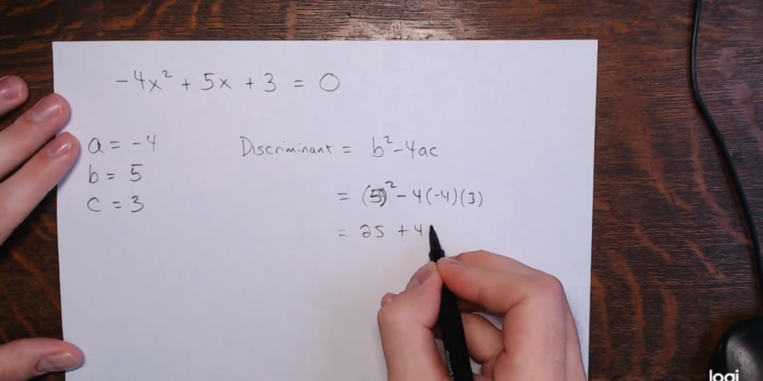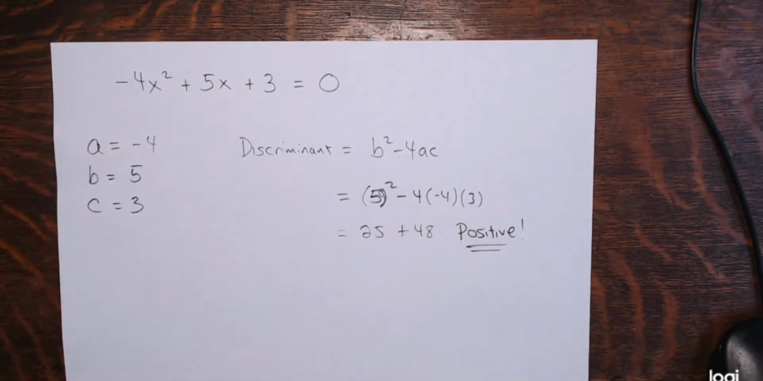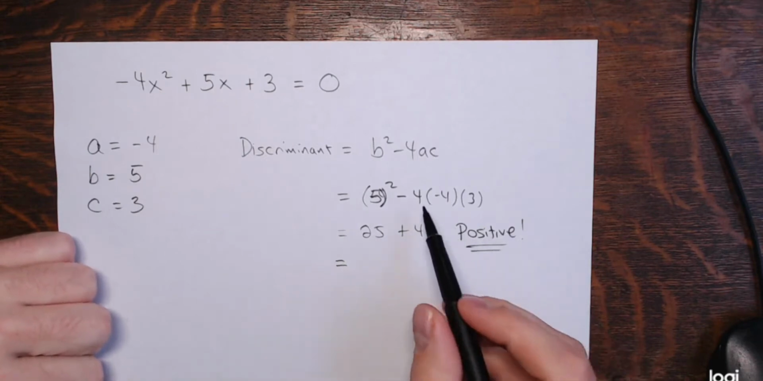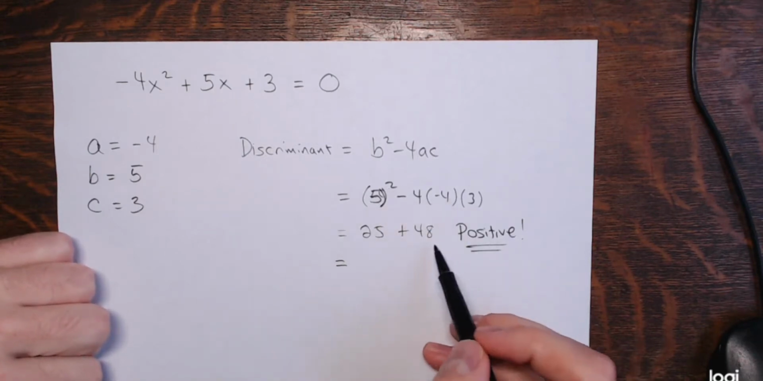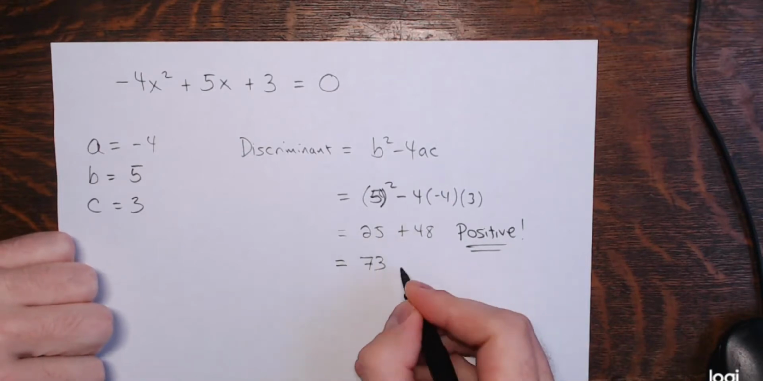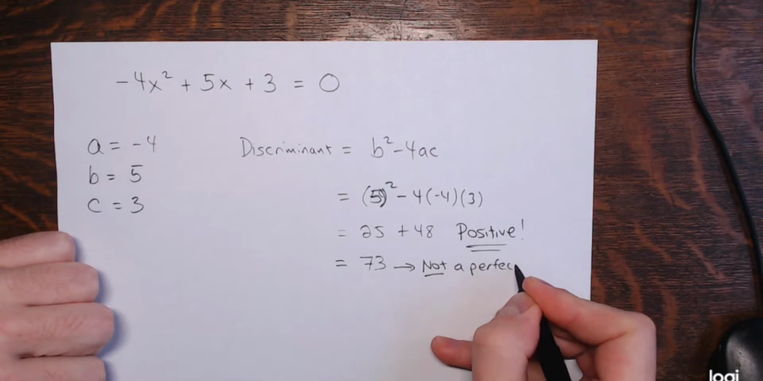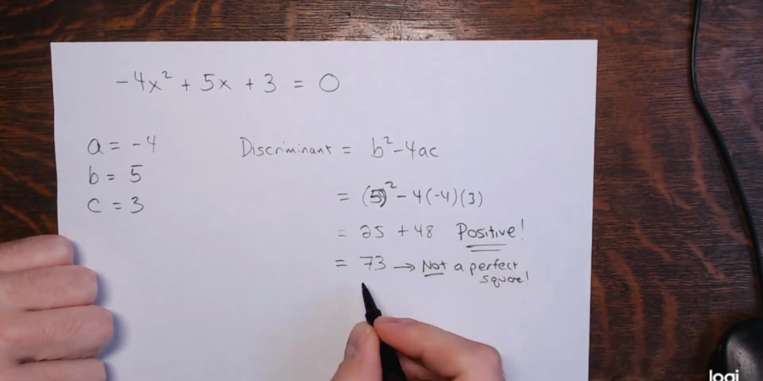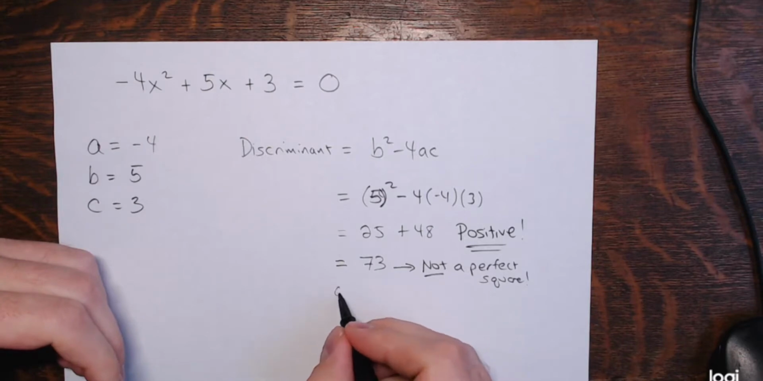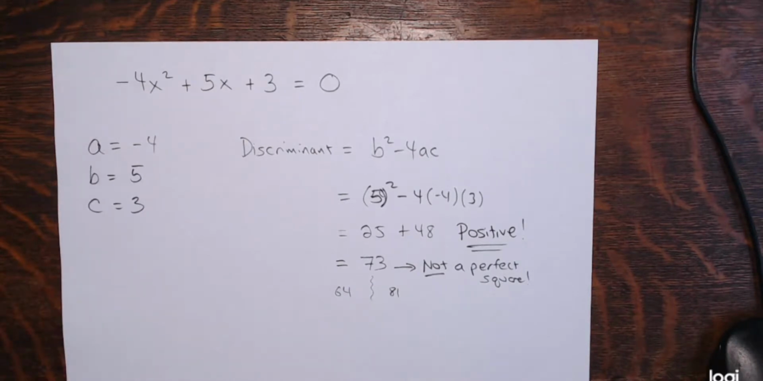It's positive. I don't care what it is. I just care that it's positive or negative or 0. Right? I guess I should care what it is because I need to know if it's a perfect square or not. Okay, so let's continue. So yeah, 25, and then this is 16 times 3, 48. And then 25 plus 48, that's 60, plus 13, that's 73. So it's positive, but not a perfect square. Right, 64 is 8 squared. 9 squared is 81. 73 is in between those. All right, so it's not a nice perfect square.